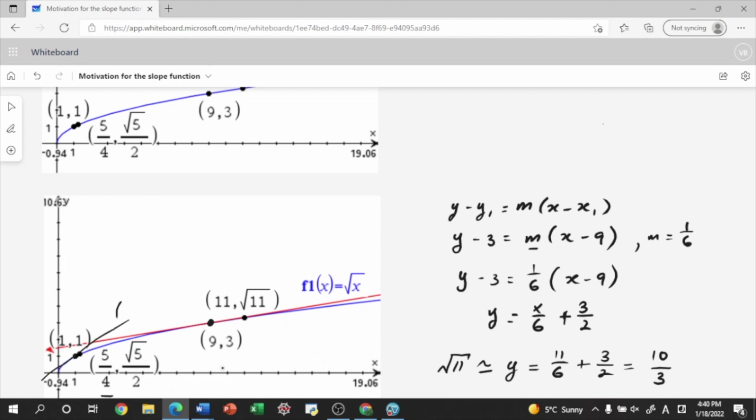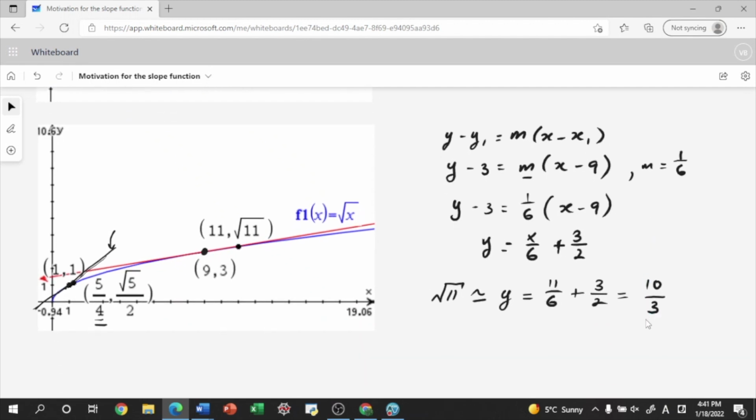And now we can use this tangent line to approximate the square root of 5 over 4. Now, as you can see from what I've sketched here, the slope of this tangent line is different from the slope of the red tangent line. In fact, the slope of every tangent line to y equals square root of x is going to be different from each other. So, here's a question, finally.